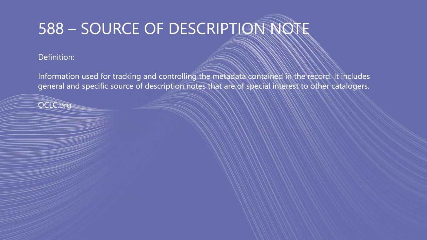And that brings us to the 588 field. OCLC defines it as information used for tracking and controlling the metadata contained in the record. It includes general and specific source of description notes that are of special interest to other catalogers. The 588 is also a required field. If the information is on the item, it should be recorded. It's usually used for serials to identify issues or on kits to identify each piece used as a basis of identification of the resource. If the resource is online, be sure to include the date the resource was viewed.